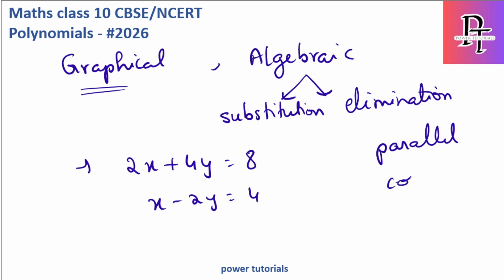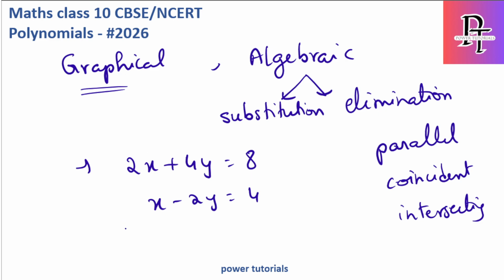Okay, first we need to find which is parallel, coincident, or intersecting using our ratios concept. That is a1 by a2, b1 by b2, c1 by c2. Let's find these three first. And if it is intersecting, then we have a solution. If it is coincident, we have a solution. If it is parallel, there is no solution, so no need to draw in the graph sheet as well.